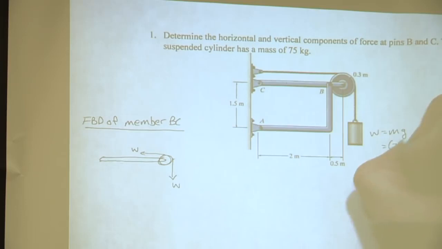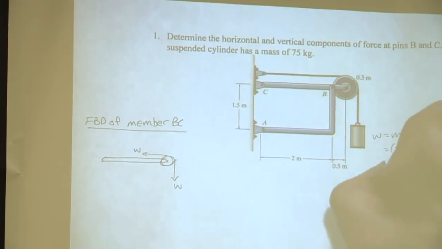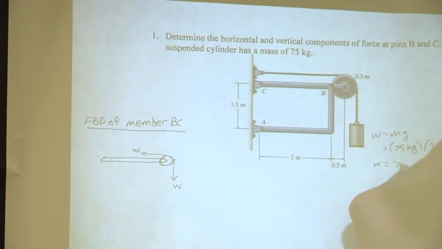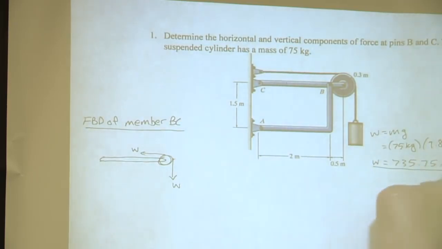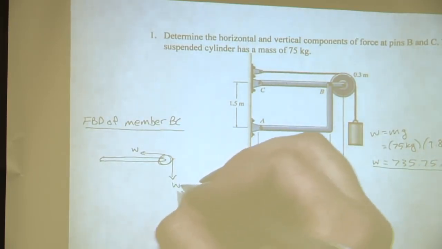The mass is 75 kilograms and gravity is 9.81 meters per second squared. And then what will that give us for the weight? 735.75 what? Is it pounds? What units is it? Newtons. So we have weight is 735.75 newtons. I'm just going to leave the W right here.